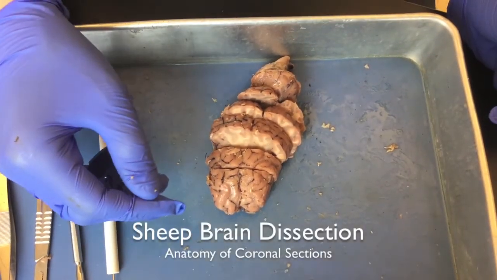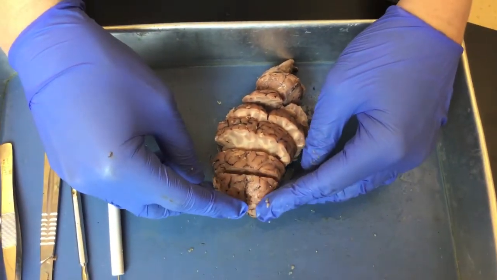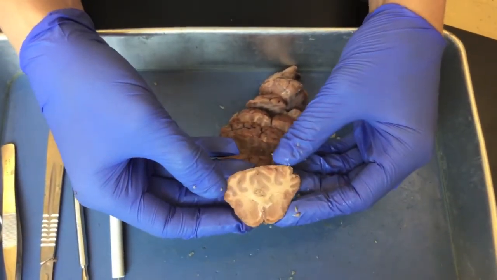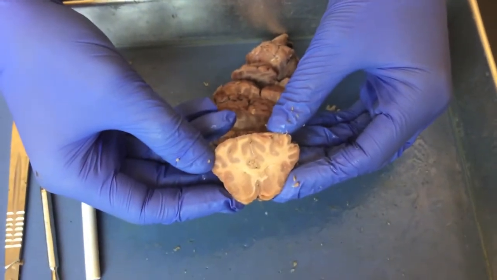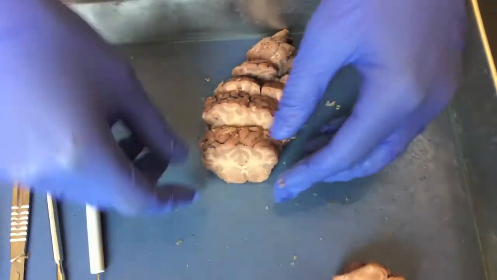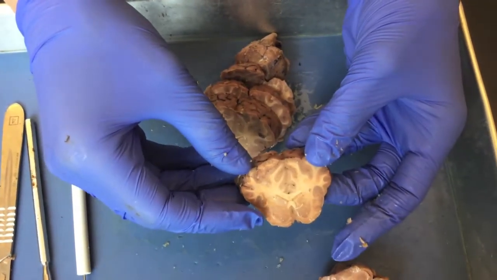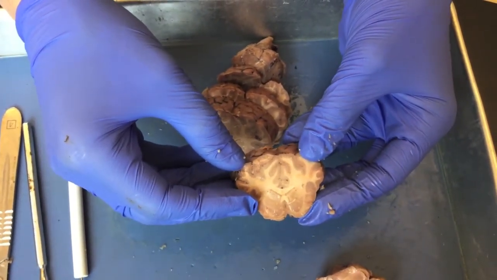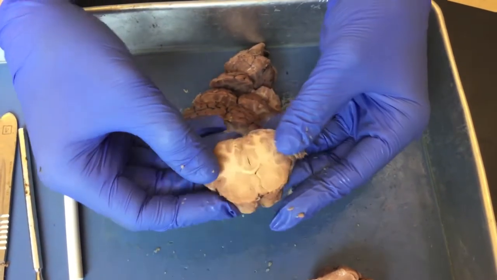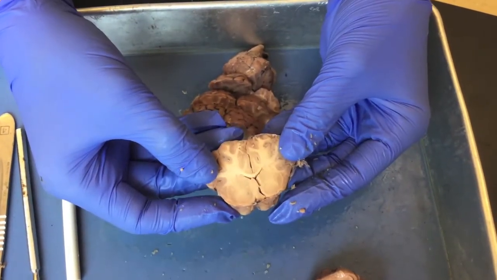Now that the brain has been cut with coronal sections, we can really start to see the organization of the brain. You can see again that the gray matter is located superficial and the white matter is located deep. You can see this on several of the sections. Remember that gray matter corresponds to cell bodies of neurons and white matter corresponds to myelinated axons.